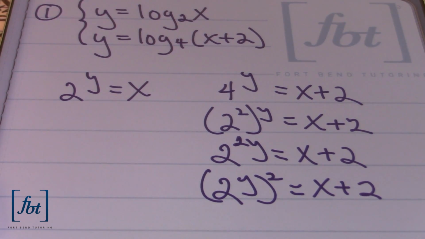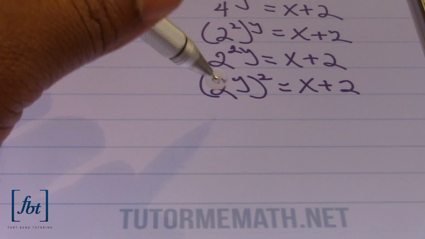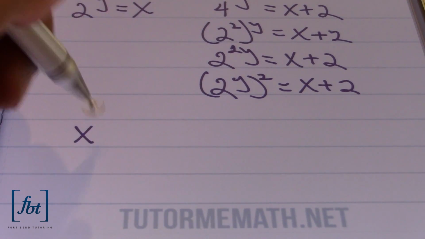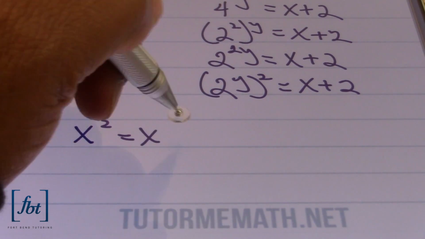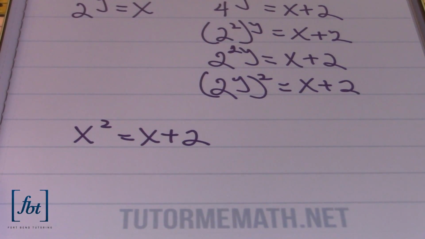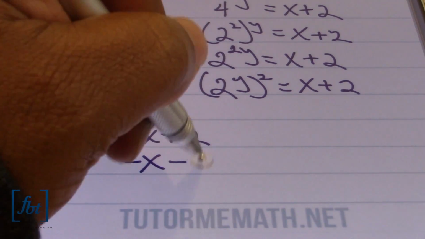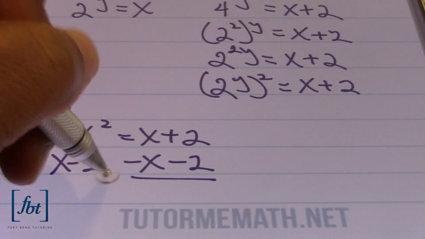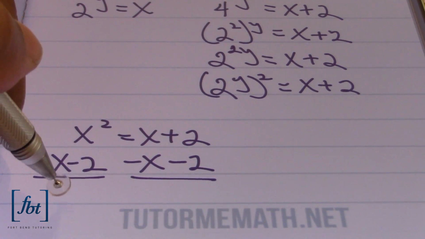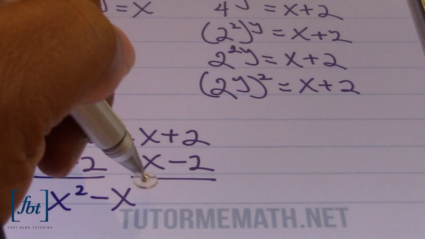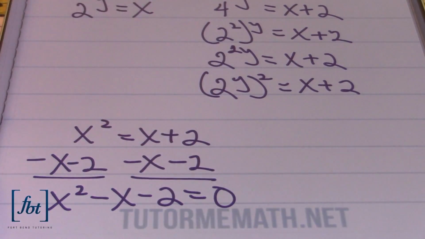Yeah, so let's do that. So I now have this equation rewritten as x squared equals x plus 2. And once we set this equation equal to 0, we can now solve for x. So I'll be subtracting x and 2 from both sides of the equal sign. And now I can rewrite the equation as x squared minus x minus 2 equals 0.